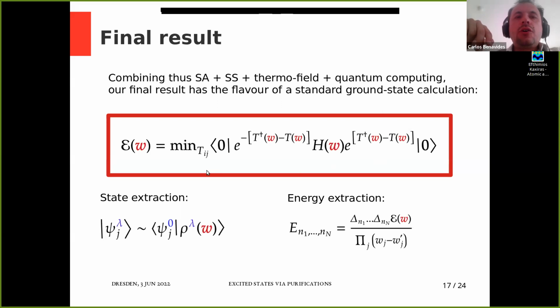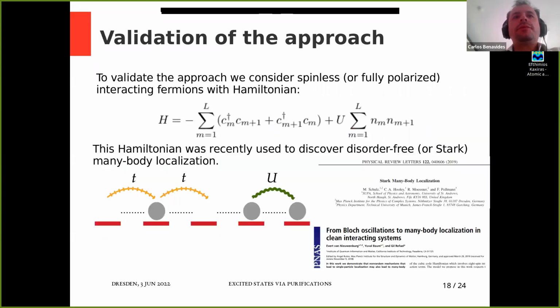So now I'm going to present some numerical results. These numerical results were performed in a classical computer, but we will use something called the factorized form of the unitary coupled cluster, which is a specific form of the unitary coupled cluster for fermions that you can implement in a classical computer. So let me show how we validate the approach.